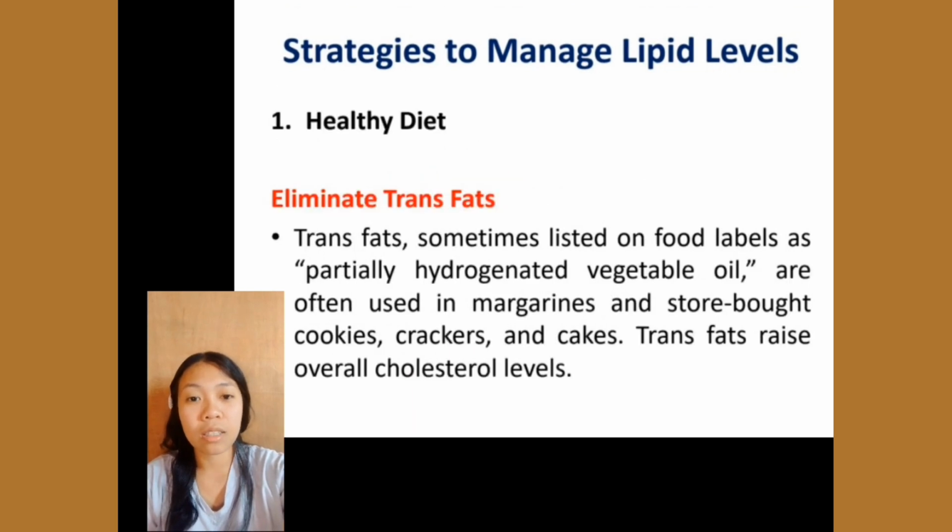Then second, to maintain the healthy diet is to eliminate the trans fats. Trans fats, sometimes listed on food labels as partially hydrogenated vegetable oil, are often used in margarines and store-bought cookies, crackers, and cakes. Trans fats raise overall cholesterol levels.